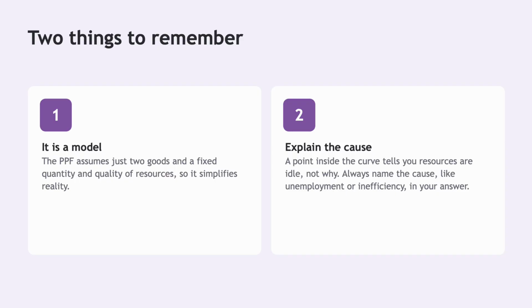Two things to remember. First, the PPF is a model. It assumes just two goods and a fixed quantity and quality of resources, so it simplifies reality. Second, a point inside the curve does not tell you why resources are idle, only that they are, so always explain the cause, like unemployment or inefficiency, in your answer.